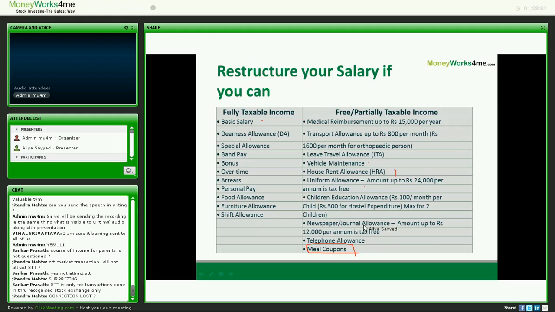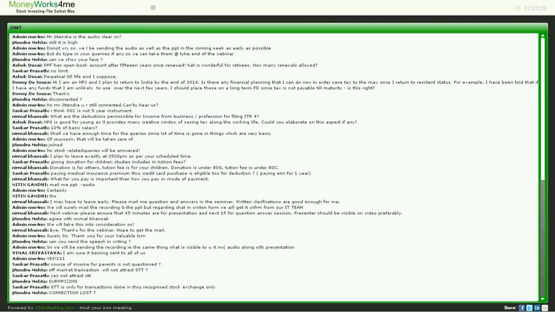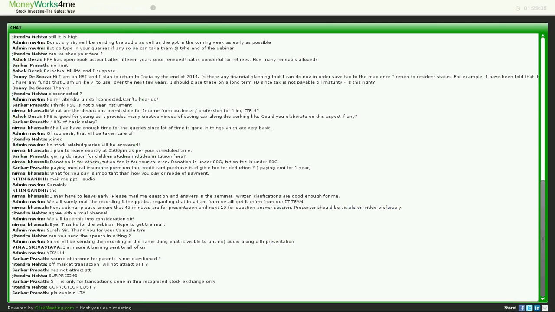So if you restructure your salary, your taxable income itself will come down, and then you can go and claim deductions over and above that. So basically, these are the avenues that are available to you as a taxpayer in India for the year 2013-14. If you have any queries, I think we have already received certain queries in the Q&A section, and we'll take those first.